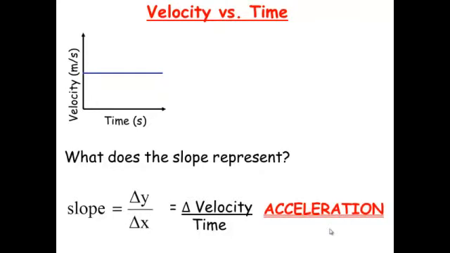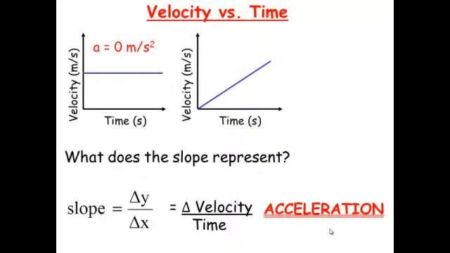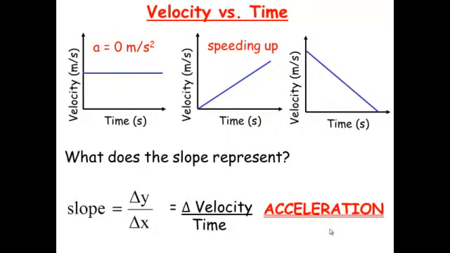Remember, acceleration means how many meters per second your velocity changes each second. That is your acceleration. So if I have a graph with a slope of 0, my acceleration would be 0 meters per second squared. If I have a slope with a constant positive number, I would be speeding up. If I have a slope with a constant negative number, in this case I would be slowing down because my velocity goes from some positive number to 0.